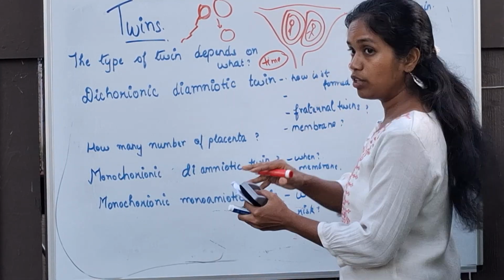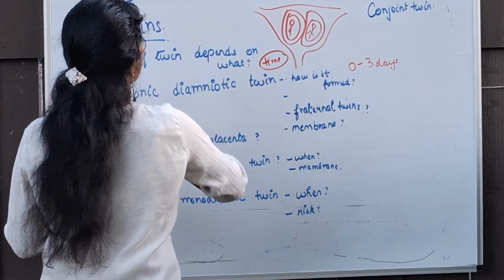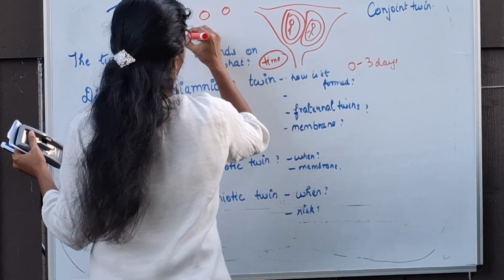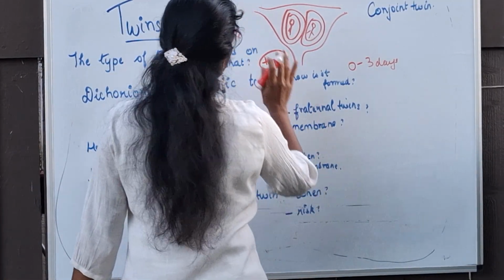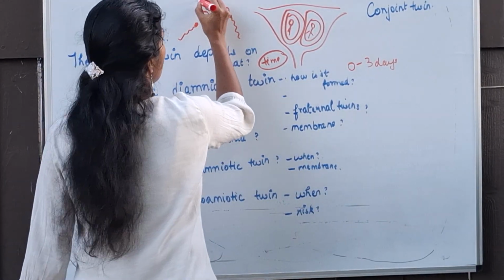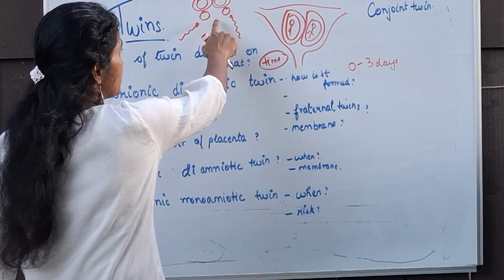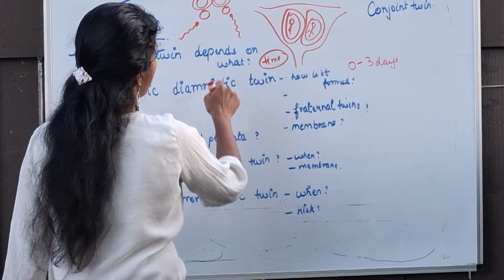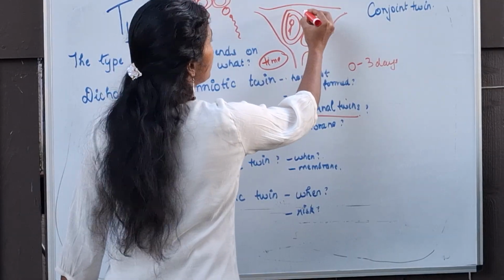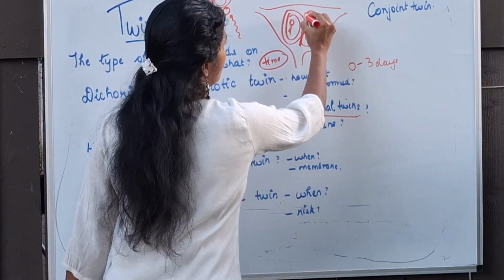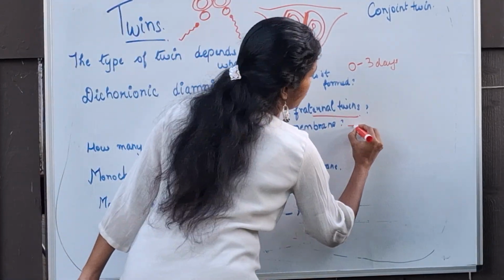Otherwise, there is also another possibility for the dichorionic, diamniotic twin. If there are two eggs and two sperms, that is known as fraternal twins. In that case, one zygote will form one chorion and one amnion, and the other zygote will form one chorion and one amnion. So this can also result in a dichorionic, diamniotic twin, known as fraternal twins. In dichorionic, diamniotic twins, you can see that there is a membrane in between. To diagnose it, on ultrasound there will be a thick dividing membrane.